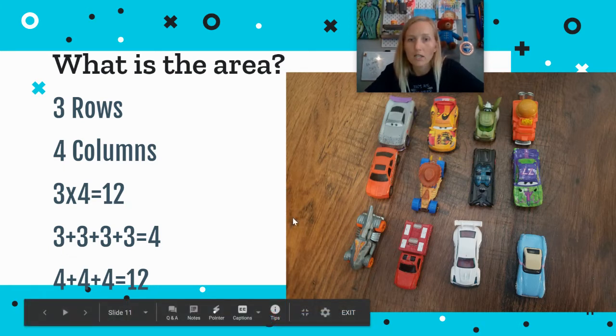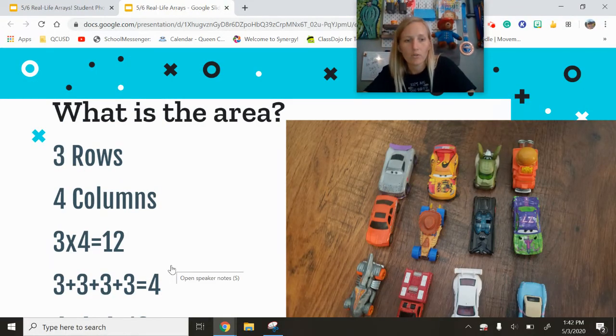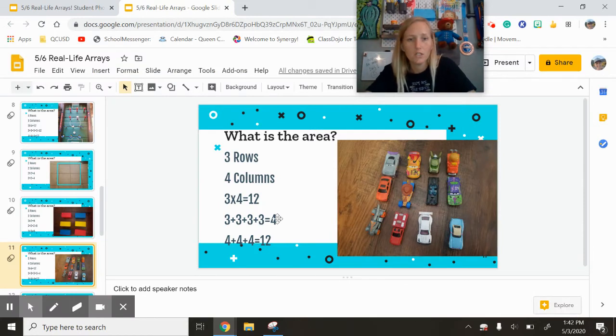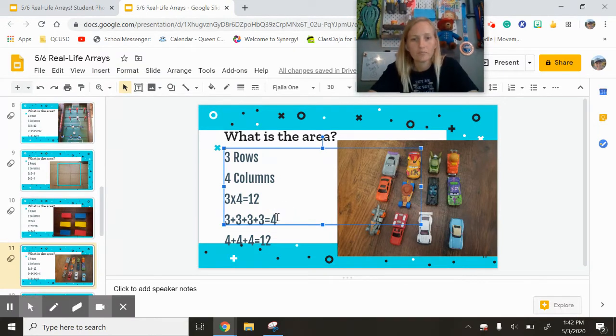Then we just added it together. So 4 plus 4 plus 4, that's going to make 12. Or 3 plus 3 plus 3 plus 3 makes 12 as well. I don't know why I still have a 4 right there. Whoopsies. That's 12 as well.